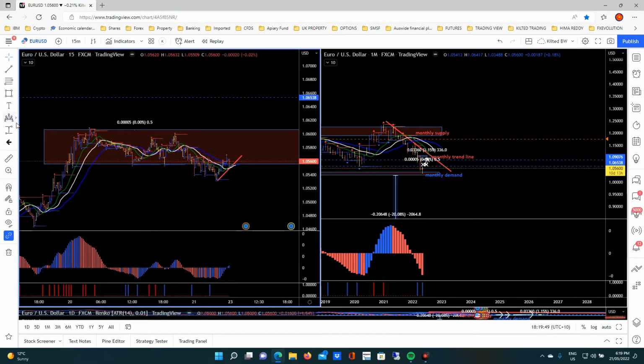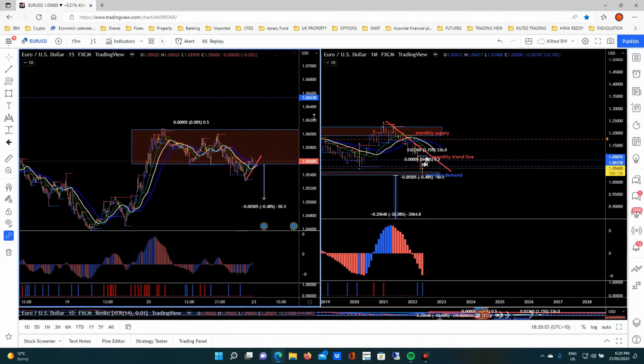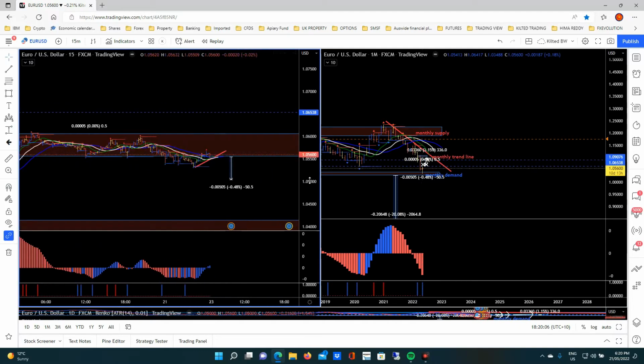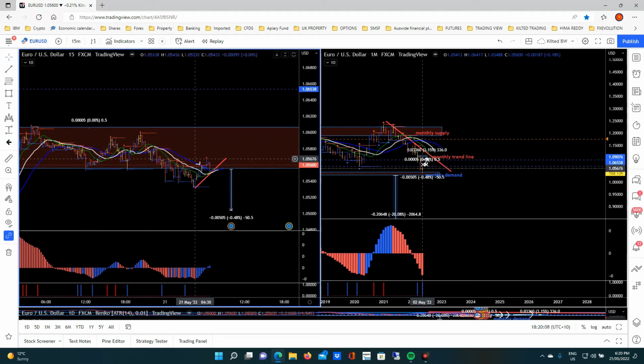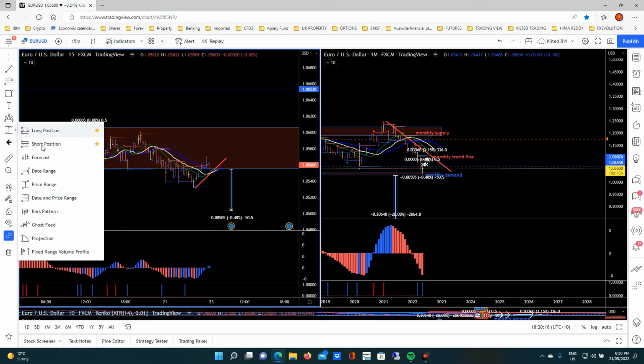We'll just measure that again. Take our price range, we'll measure it from top to bottom, and we'll protract that down. You could actually take it on a break of that fractal, that's where I'd be entering. So I'll just draw that out for you guys as well.